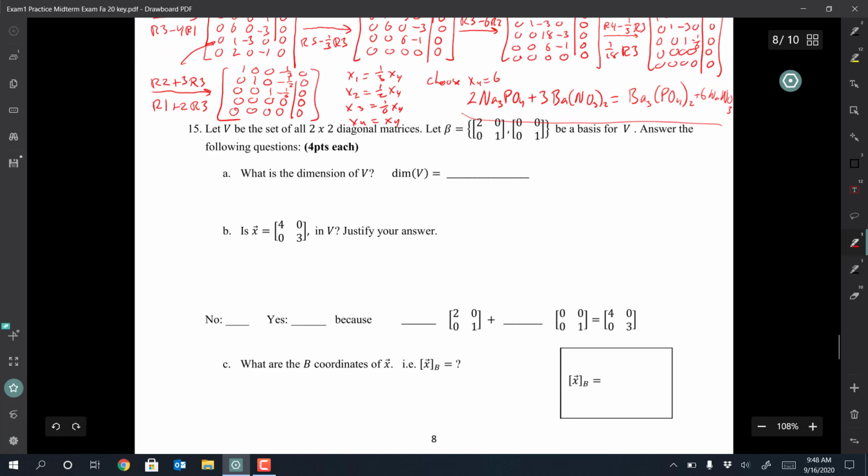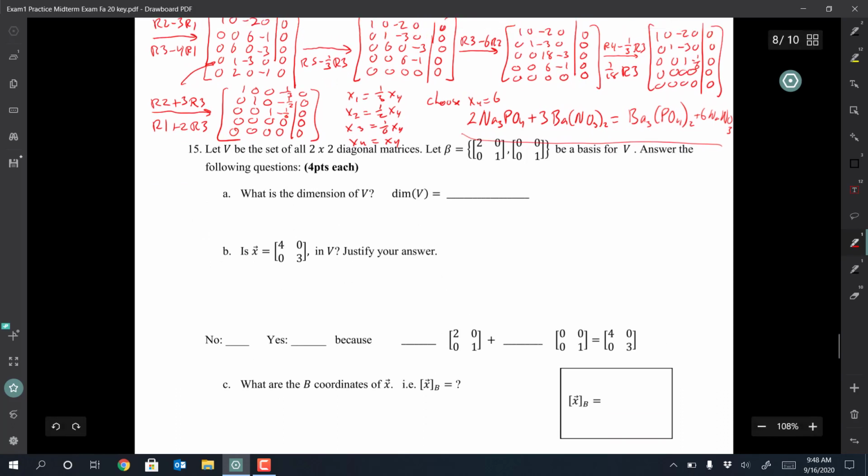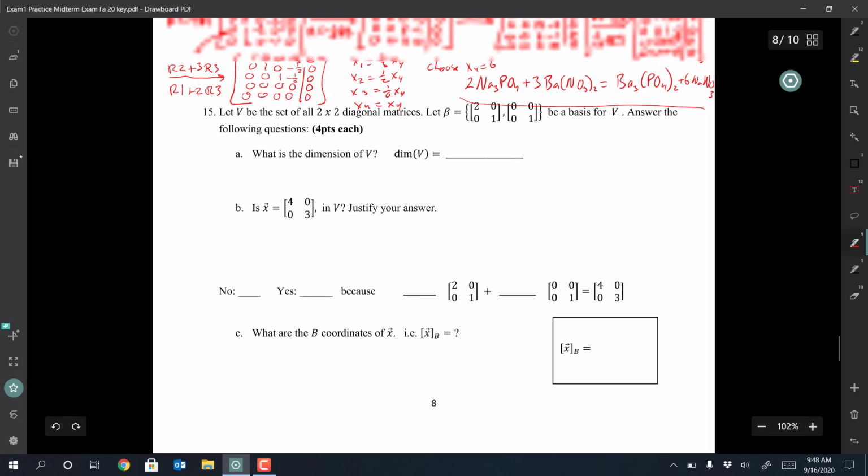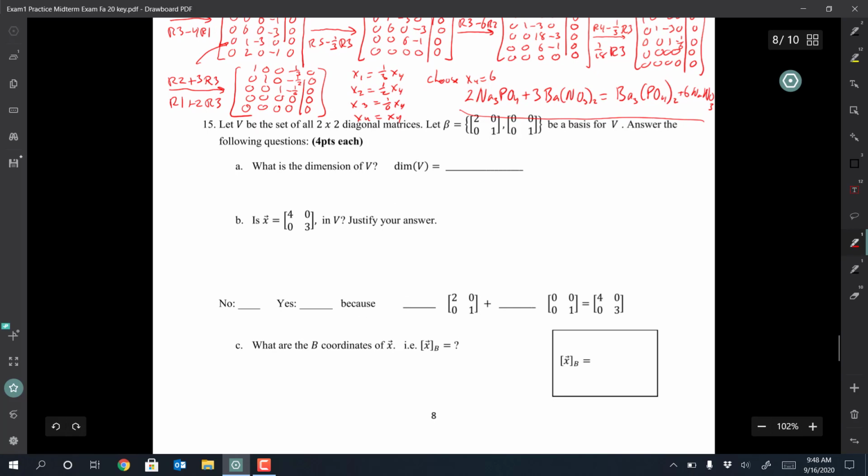All right. Number 15, let V be the set of all 2 by 2 diagonal matrices. So V is the set of all 2 by 2 diagonal matrices, and this is a basis for that space. They're telling us this is a basis for that space. Answer the following questions. First one is, what is the dimension of V?